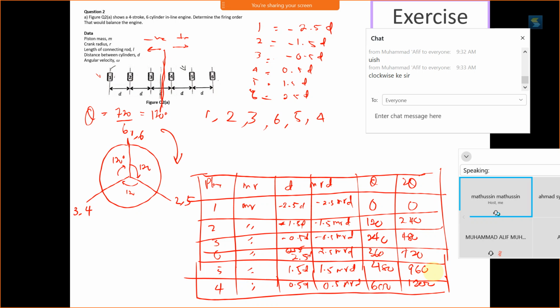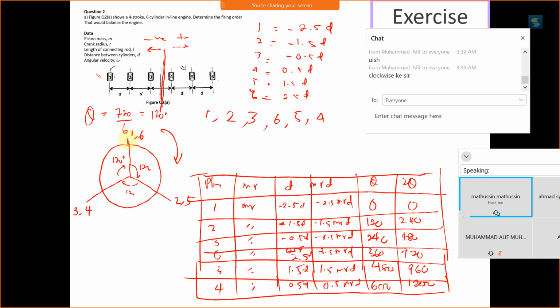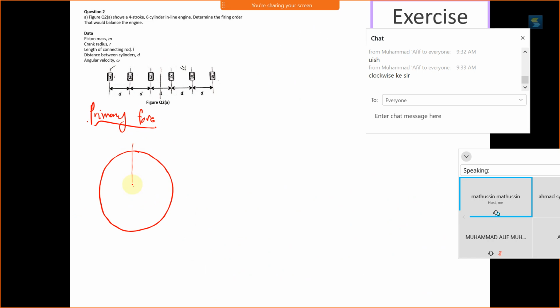Okay, done. Next adalah kita tentukan dia punya primary force. So how to find primary force? So dia ada bagi reference tak dia punya angle kedudukan? Tak ada kan? So tak ada, maksudnya kita consider macam ni lah. So number 1 should be upward lah kan? So number 1, number 6 dekat sini adalah number 2 and number 5, and dekat sini adalah number 3 and number 4. So yang ni dah balance kan? So there is no unbalanced primary force, so balance.